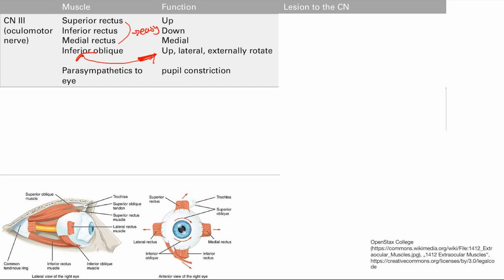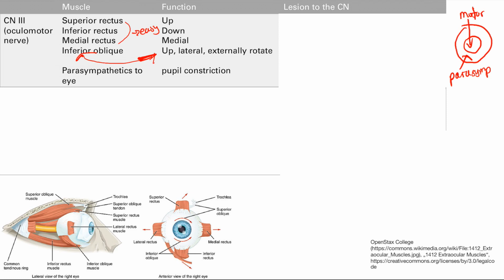Now, the lesions to cranial nerve 3 can be easily deduced by looking at the opposite of the function. But this is a little more tricky because we have the motor and the parasympathetics in cranial nerve 3. Peripherally is where the parasympathetics travel, and inside is where the motor innervation is. So the nature of damage to the cranial nerve will determine the defects that you're going to experience.